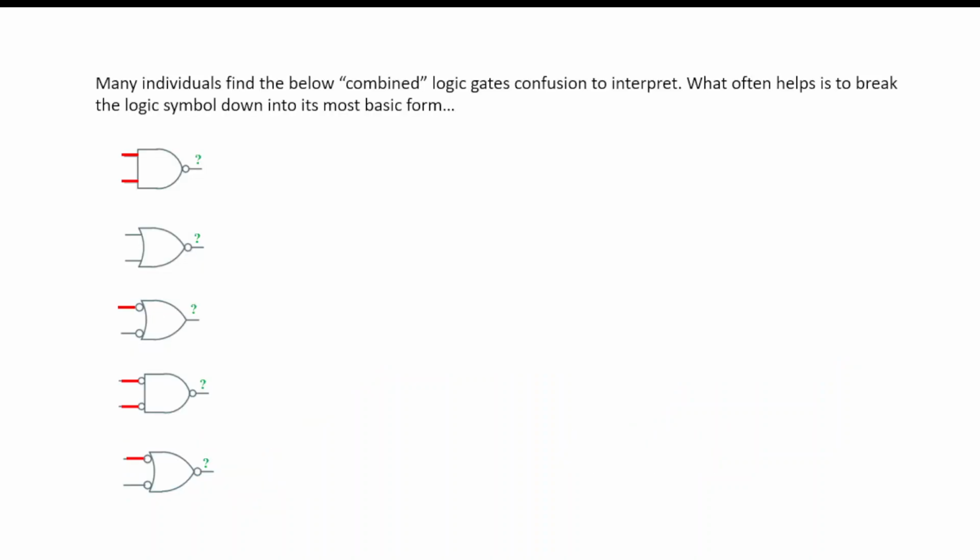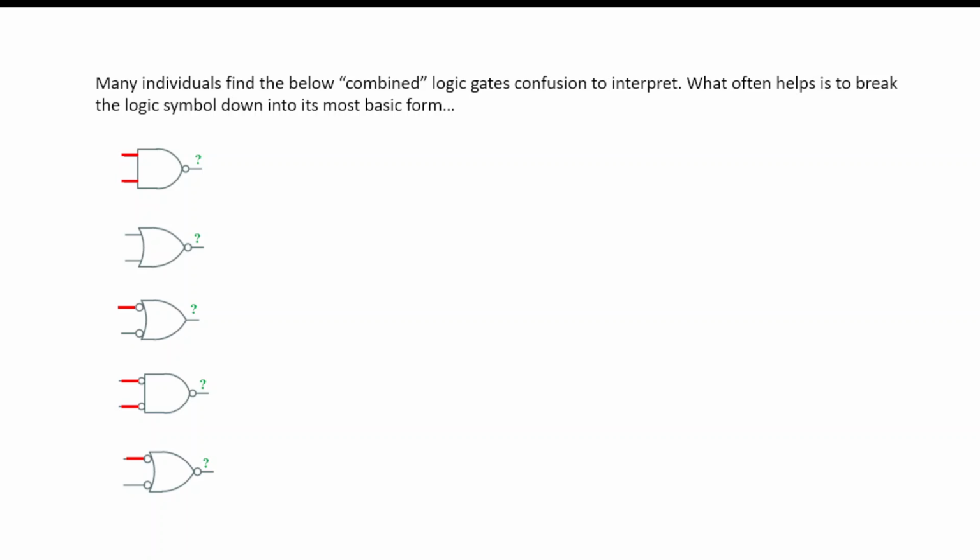Now, many individuals find the below combined logic gates confusing to interpret. What often helps is to break the logic symbol down into its most basic form. So these are examples of NOR, NAND, negative OR, negative AND, and some really weird ones at the bottom here where we've got NOT all over the place. And so people often bang their head against the wall thinking, how on earth, I can't figure this out. What's in, what's out, what's high, what's low?